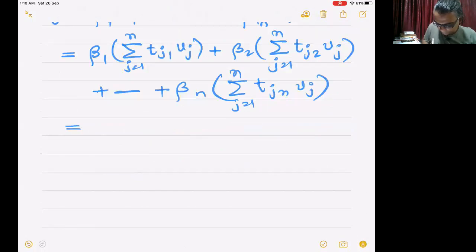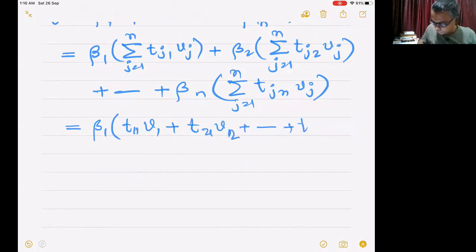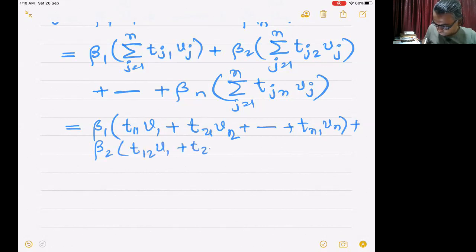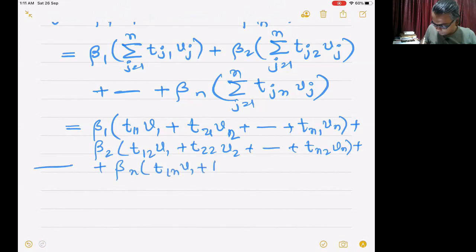This is nothing but beta 1 times T11 V1 plus T21 V2 plus dot dot dot up to Tn1 Vn, plus beta 2 times T12 V1 plus T22 V2 plus dot dot dot up to Tn2 Vn, plus dot dot dot plus beta n times T1n V1 plus T2n V2 plus dot dot dot Tnn Vn.